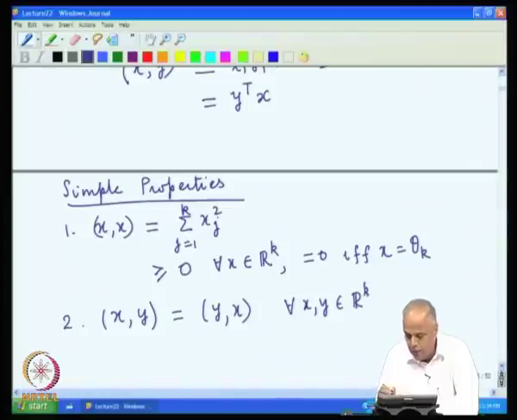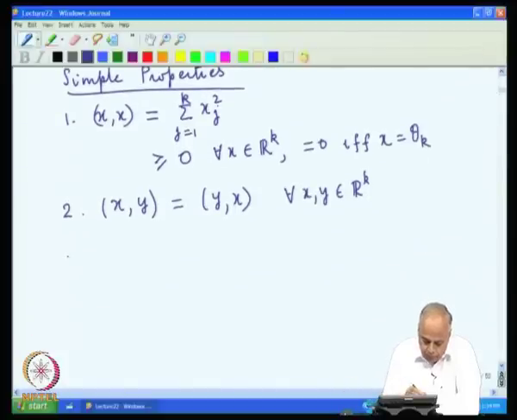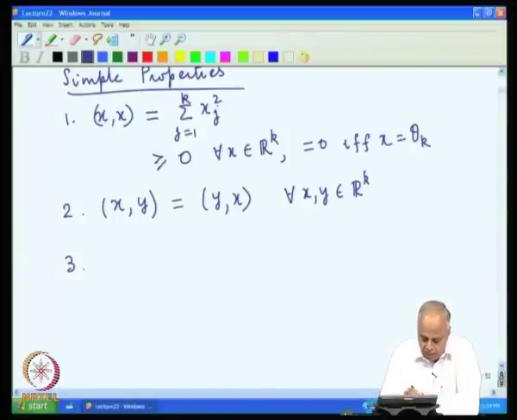That is, the inner product of x with y is the same as the inner product of y with x. Then we look at the effect of this operation of inner product with the two basic algebraic operations in the vector space, namely addition and scalar multiplication.